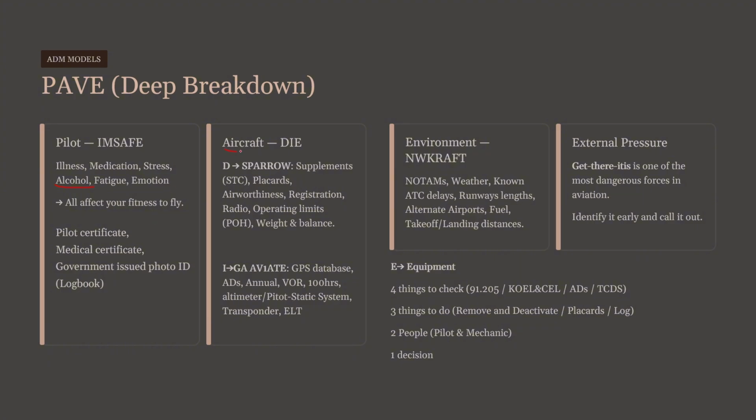And next is aircraft. For the aircraft, I would break it down using DI. So documents, inspections, and equipment. And first, okay, let's start with D, which stands for documents. And here I use SPARROW.